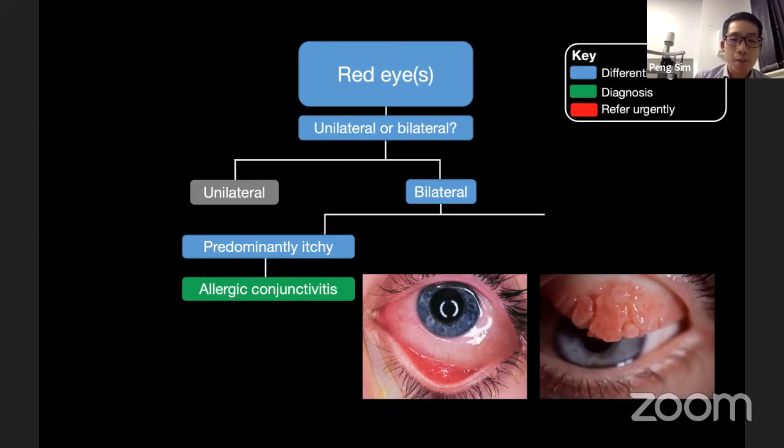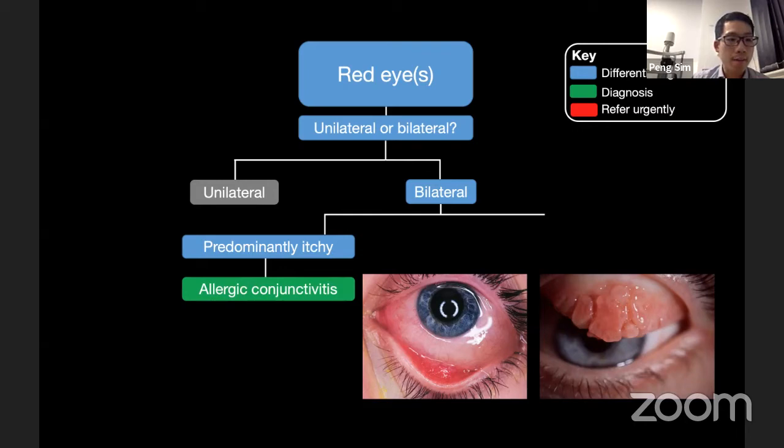And in the photos here, you can see that on the left, the eye is obviously very injected. Injected is just another way of how we describe a red eye. And also the conjunctiva there is very swollen, or chemosed. So typically you see that in allergic conjunctivitis. And on the picture on the right, this is with the upper lid everted, so turned inside out. And you can see this classic cobblestone papillae, which you would only see in allergic conjunctivitis.